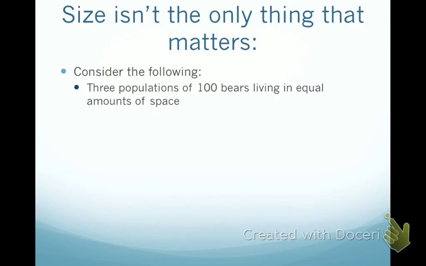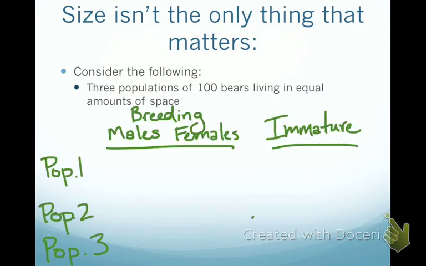Size isn't the only thing that we're going to consider with populations. If we're looking at 3 populations of bears and they all have 100 bears in the same amount of area, so exact same population density, we might think that they're equally healthy populations. But what if I told you that population 1 has an approximately, or exactly in this case, equal number of breeding males and females, and 50 bears that are too young to mate?